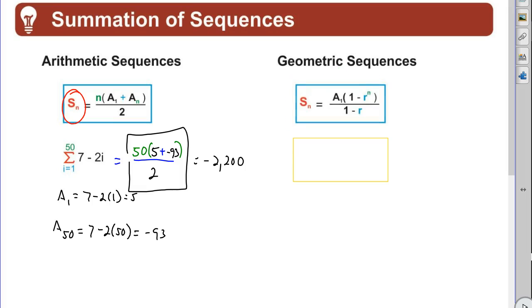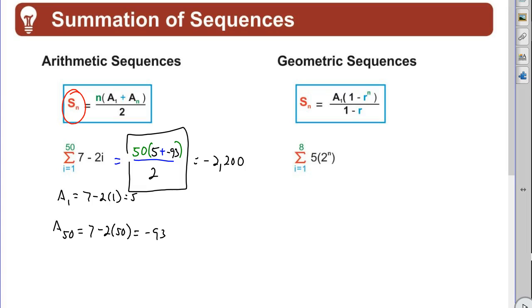Watch the full video. All right, what's the formula for a geometric sequence? A sub 1 times 1 minus r to the n, divided by 1 minus r. Now, you remember what r is. R is the common ratio, and that's what makes a sequence a geometric sequence. There is a common ratio.